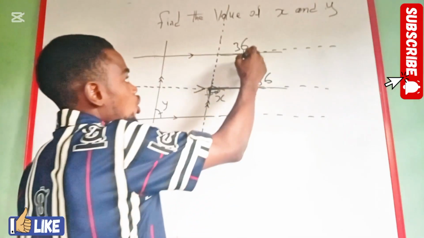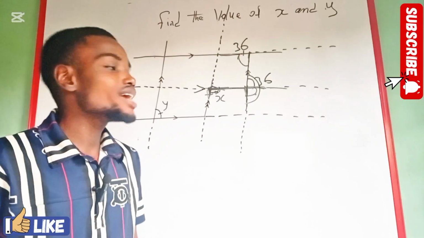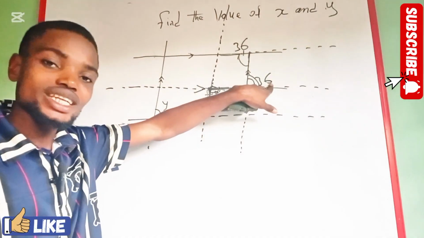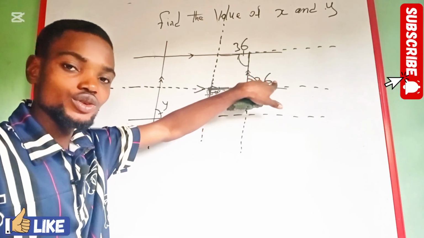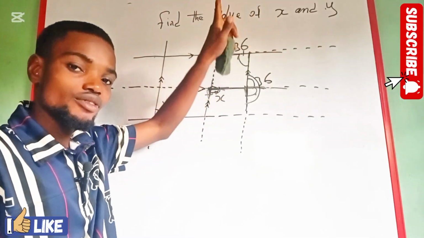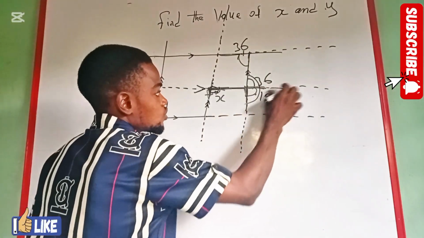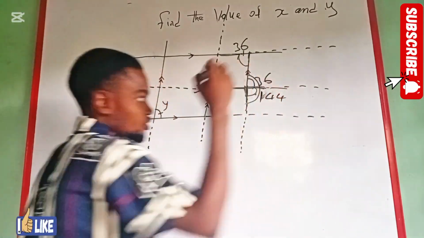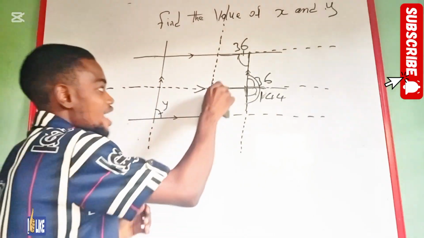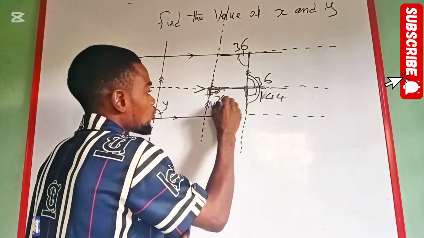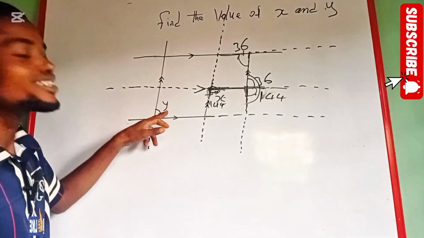How can I get it from 36? Also consider this line being a straight line, 180. 180 minus 36. Using 180 minus 30, remaining 150. Minus 6 from 150 is going to give us 144. Now 144 will correspond to this angle, like I told you. So S now is going to be 144. Now, can you tell me how I'm going to get Y?